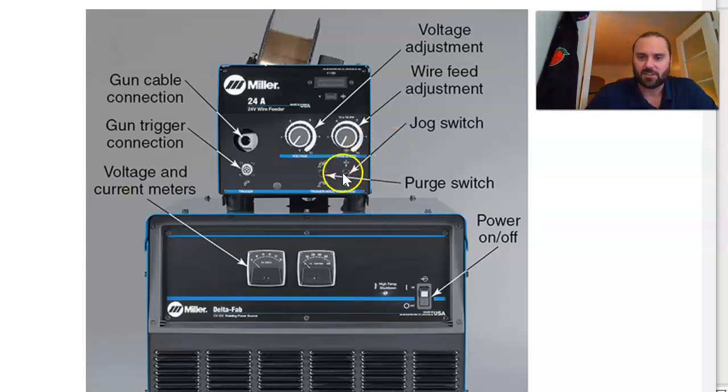I talked about the jog switch. That way you can push your wire out a little bit at a time. You don't have to stand there and hold the trigger. And then your purge switch will actually check your gas for you. Instead of having to pull the trigger, you can use a purge switch for it. Down here is the machine's power on and off switch.